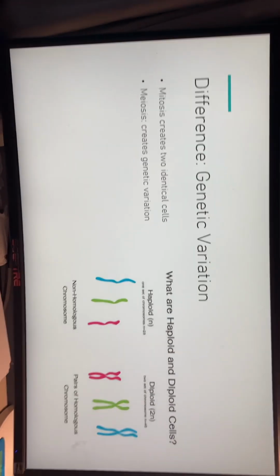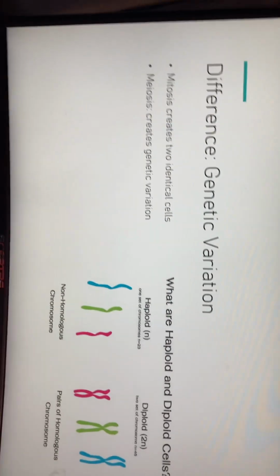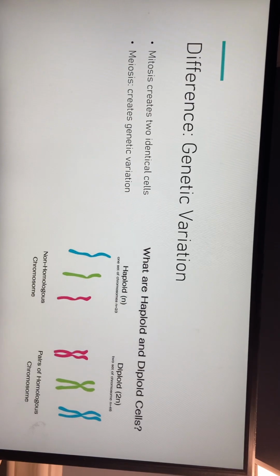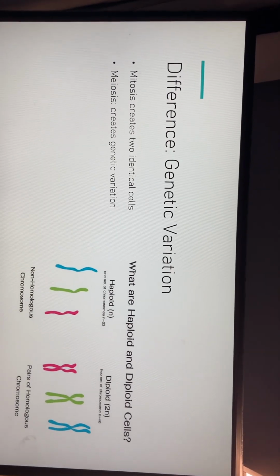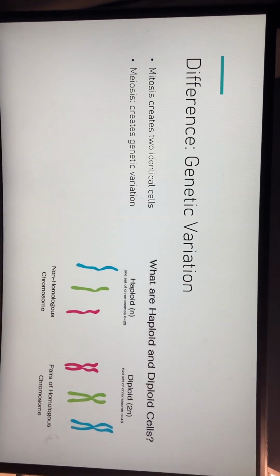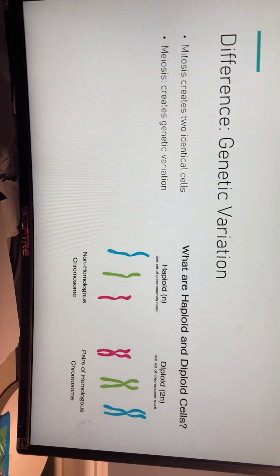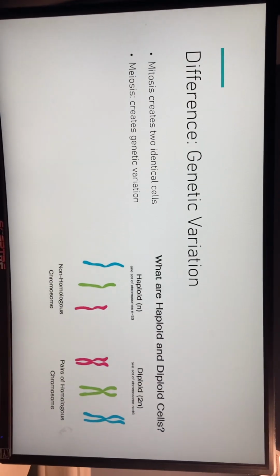A difference is the genetic variation. Like we just said, mitosis creates two cells, and these cells are going to be identical. If you start with, let's say, a skin cell, the cell that it creates will be genetically identical. However, meiosis can create genetic variation because you can have all sorts of different combinations of what's going to be in these cells.